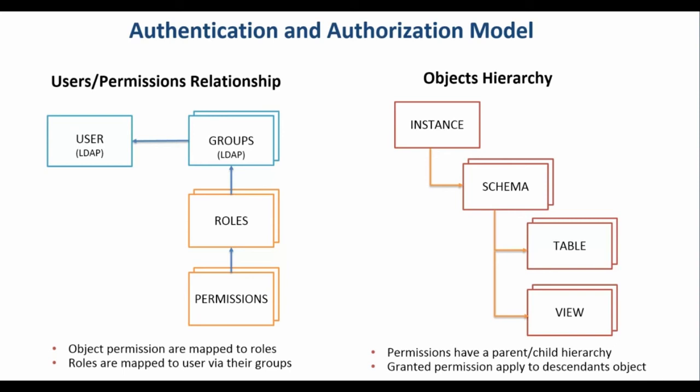The roles are mapped to a group, and the groups, which are defined in the LDAP directory, are mapped within the directory to the user. And so a user will be allowed to access an object if the permission to the object is mapped to his or her group via the group roles. And again, this is a very standard security model, and it allows full control over which user and which group can access each object at every level.